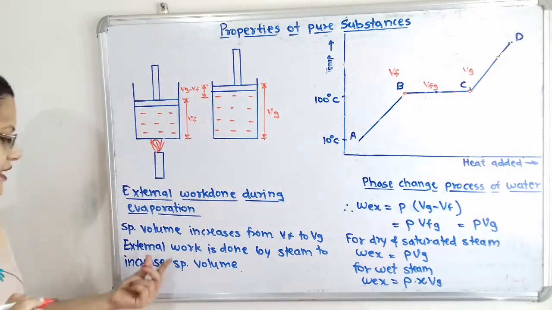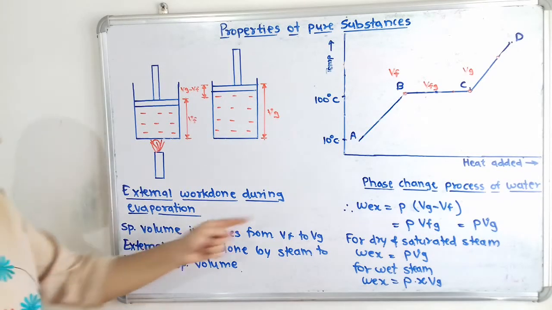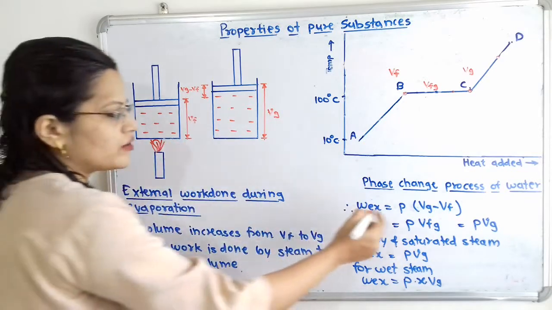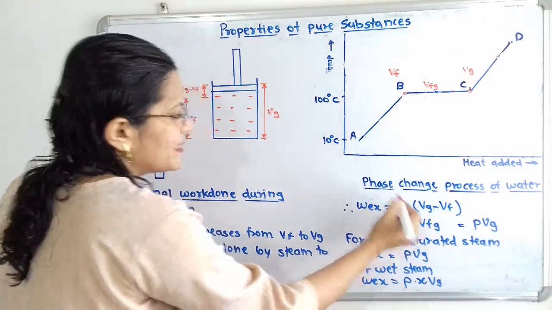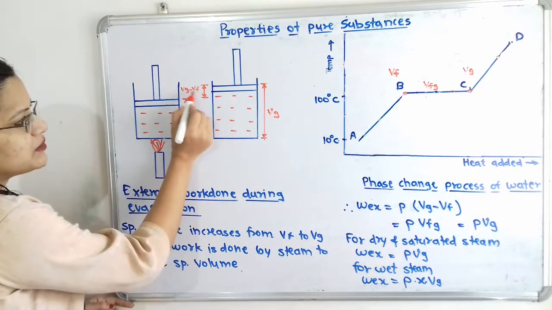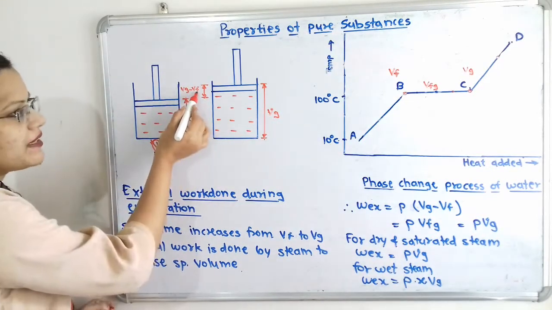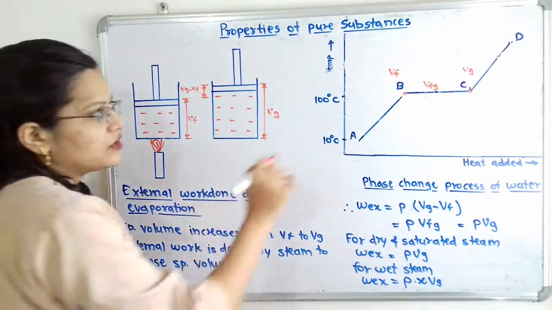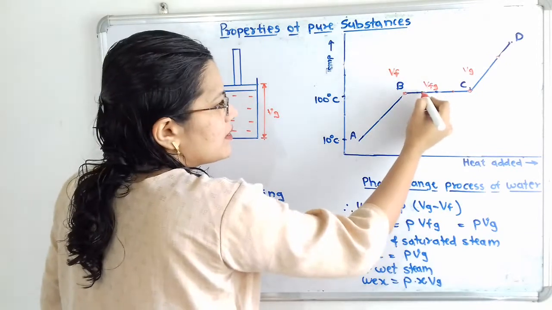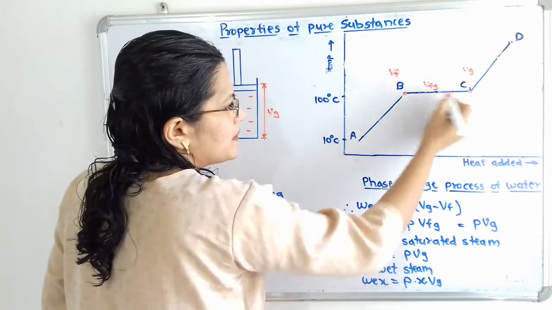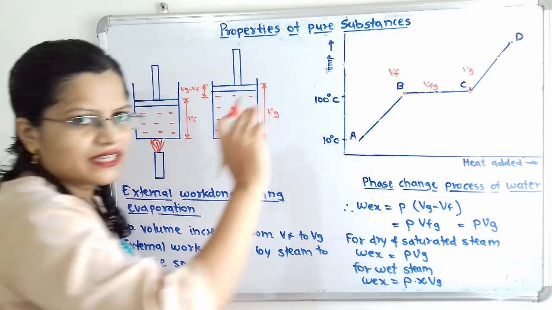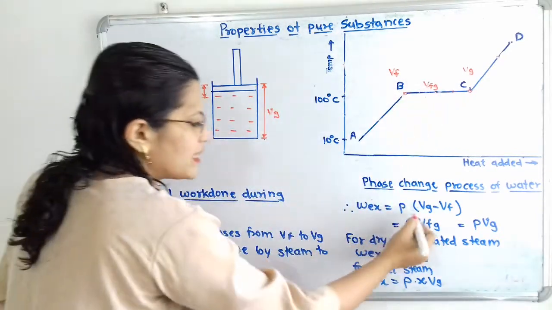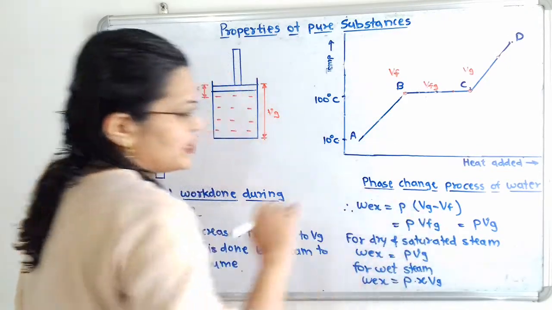So how can we define this external work? This process is taking place at constant pressure. So we will take here P multiplied by this difference, Vg minus Vf. Now this Vg minus Vf at any point in between B and C, where there is the mixture of water as well as water vapor, is known as Vfg. So we can write here P multiplied by Vfg.